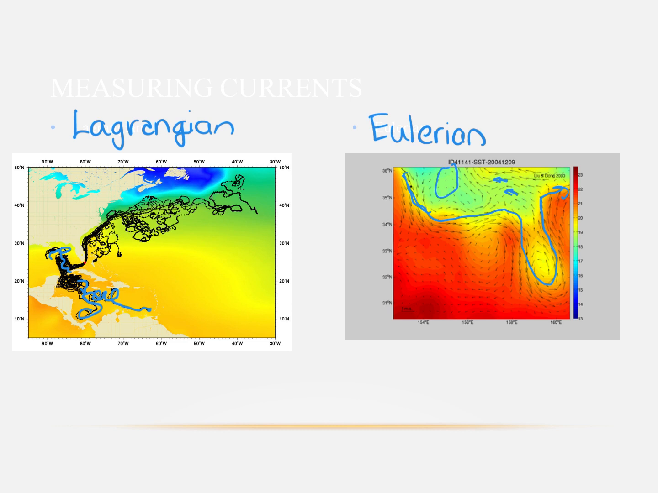Another note is on Lagrangian methods, if you don't have a GPS device on them. Let's say I'm using what we refer to as a drift card. It's just a little block of wood that has some information on it to report where it lands. Those, I only know where I dropped it and where it ends up. I have no idea what it did along the way.